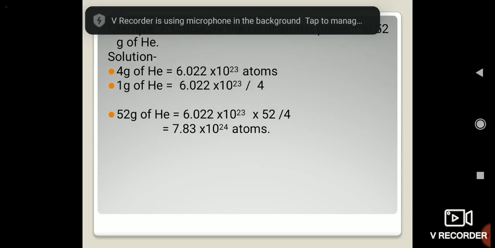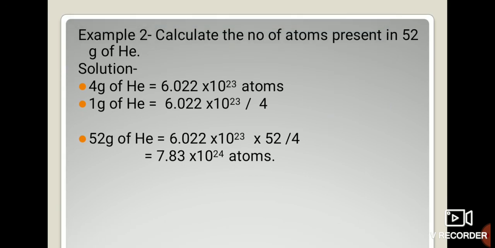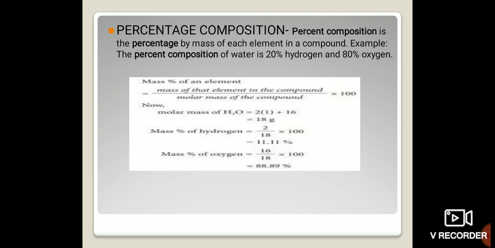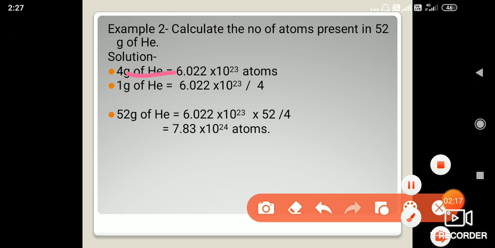Now with the help of that example, let us calculate the number of atoms present in 52 gram of helium. This question has been asked in NCERT also. How will we calculate the number of atoms? We all know that 1 mole of any atoms, molecules or chemical compound is equal to the Avogadro number of particles. So 4 gram of helium contains the Avogadro number of atoms. Then 1 gram of helium will contain, by the unitary method, that divided by 4.